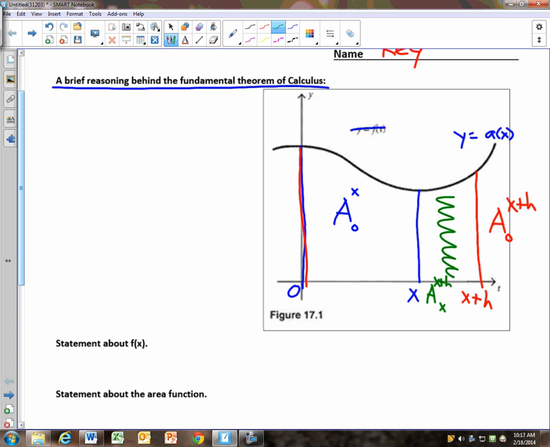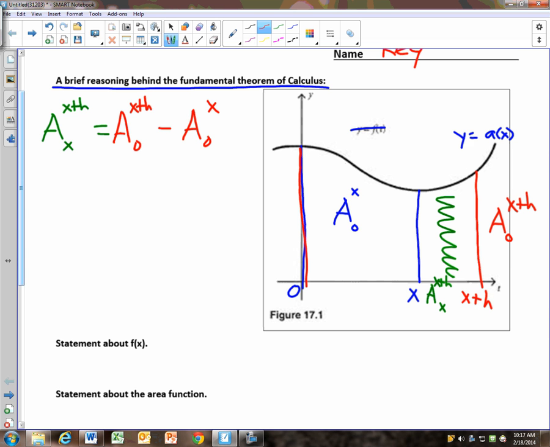Tell me, how can we find the area from x to x plus h using the other two? Yeah, find both the areas and subtract them. Very good. So we'll say the area from x to x plus h is going to be equal to the larger area, area from 0 to x plus h, minus area from 0 to x. Everybody okay with that? All right.